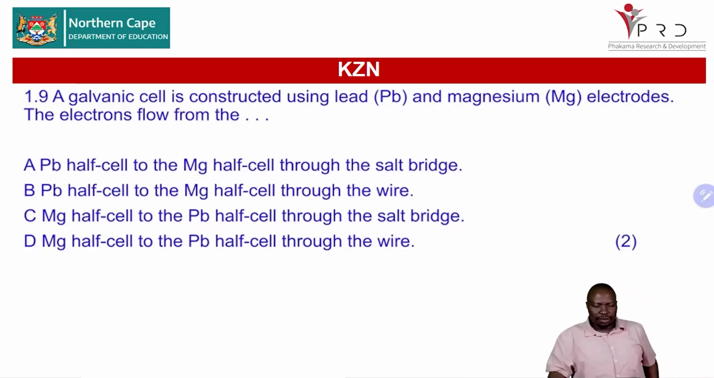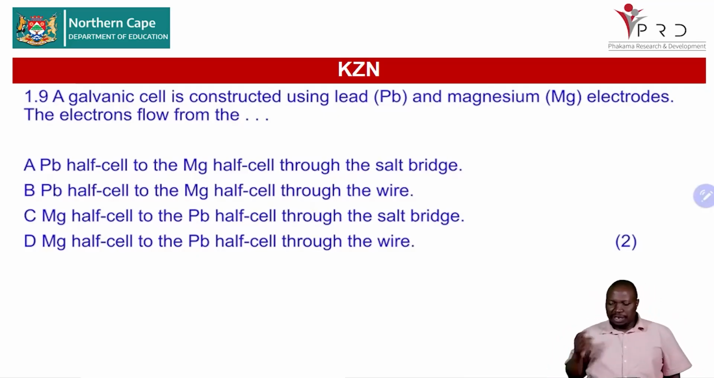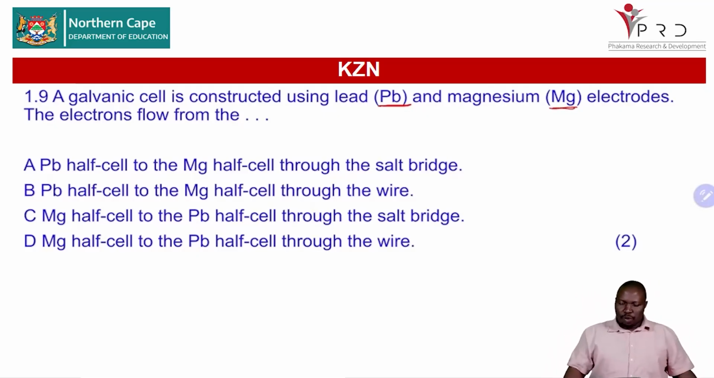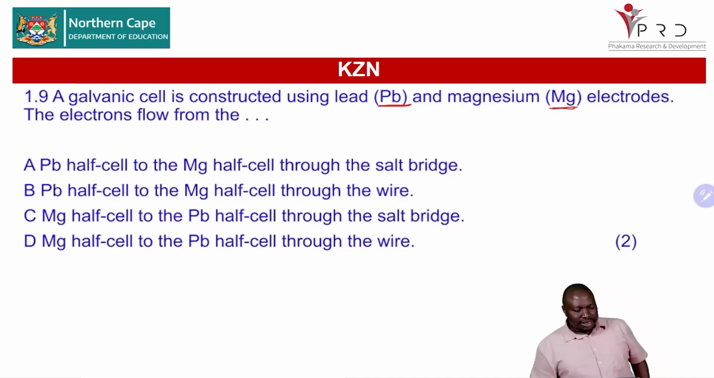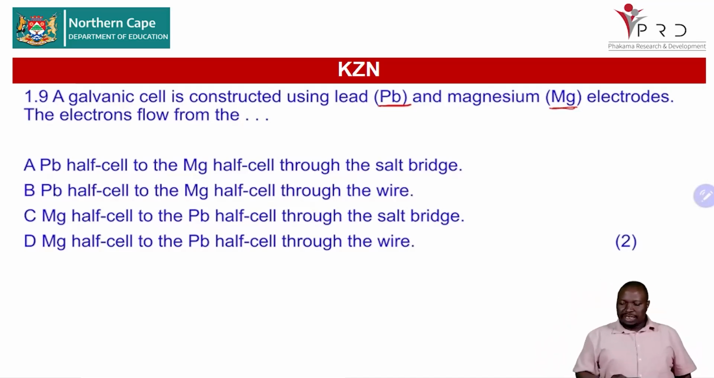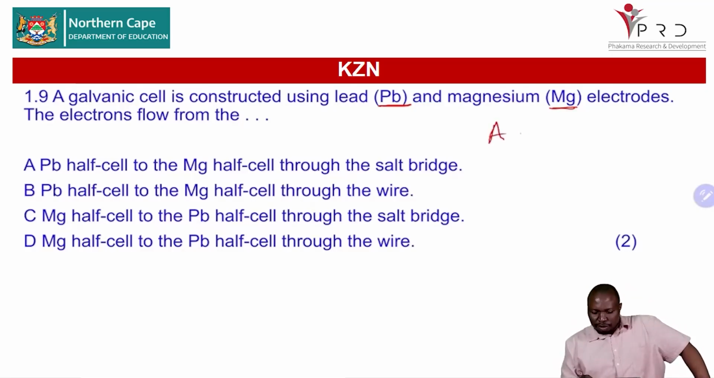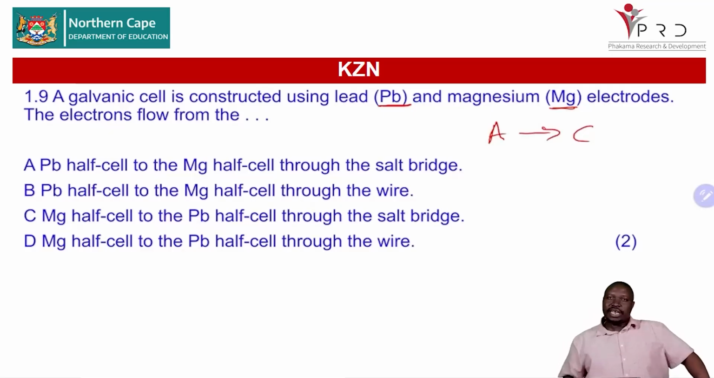Now let's go to the question paper adopted from the KZN prelim, which says a galvanic cell is constructed using lead, which is Pb, and magnesium. So we have lead and magnesium electrodes. The electrons will flow from there, then you are able to check. The main thing here, remember, is that electrons always flow from anode to cathode. So that is the understanding.